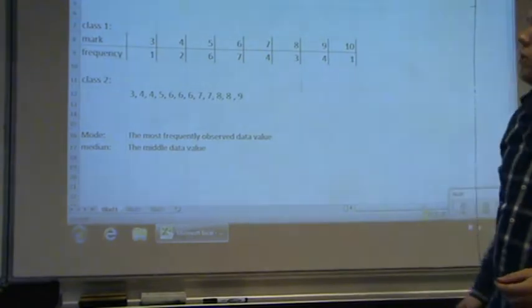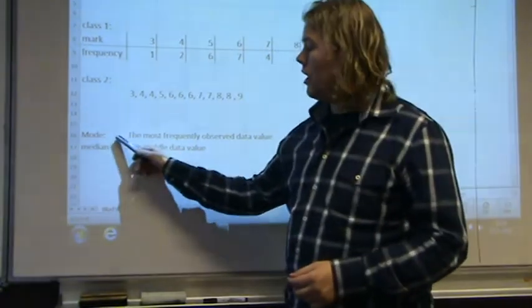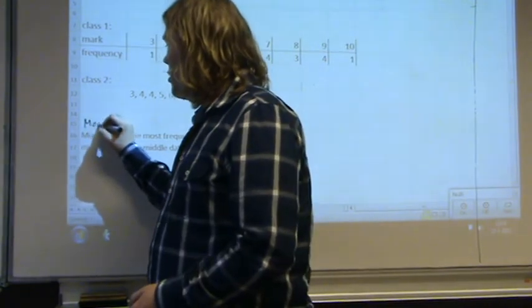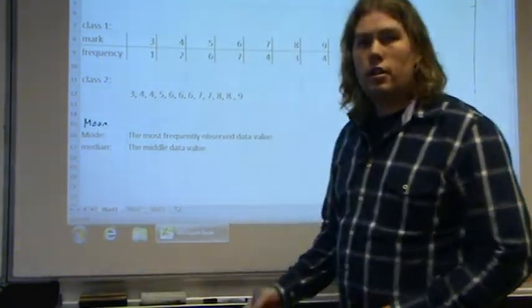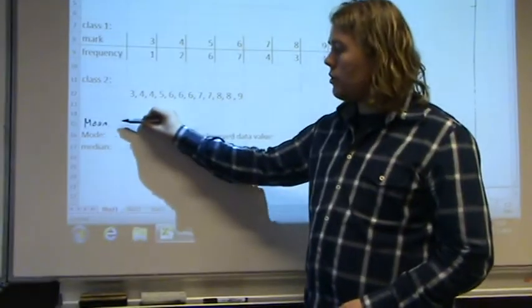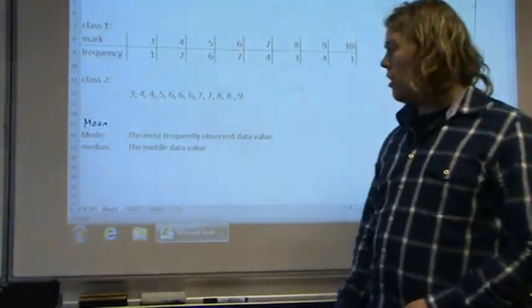This is about two new words. We have the word mode and the word median. And actually we also have the word mean, but you already know what that word is because I spoke about that word in the previous two videos. This one's probably the most important word, but these two you have to know as well.